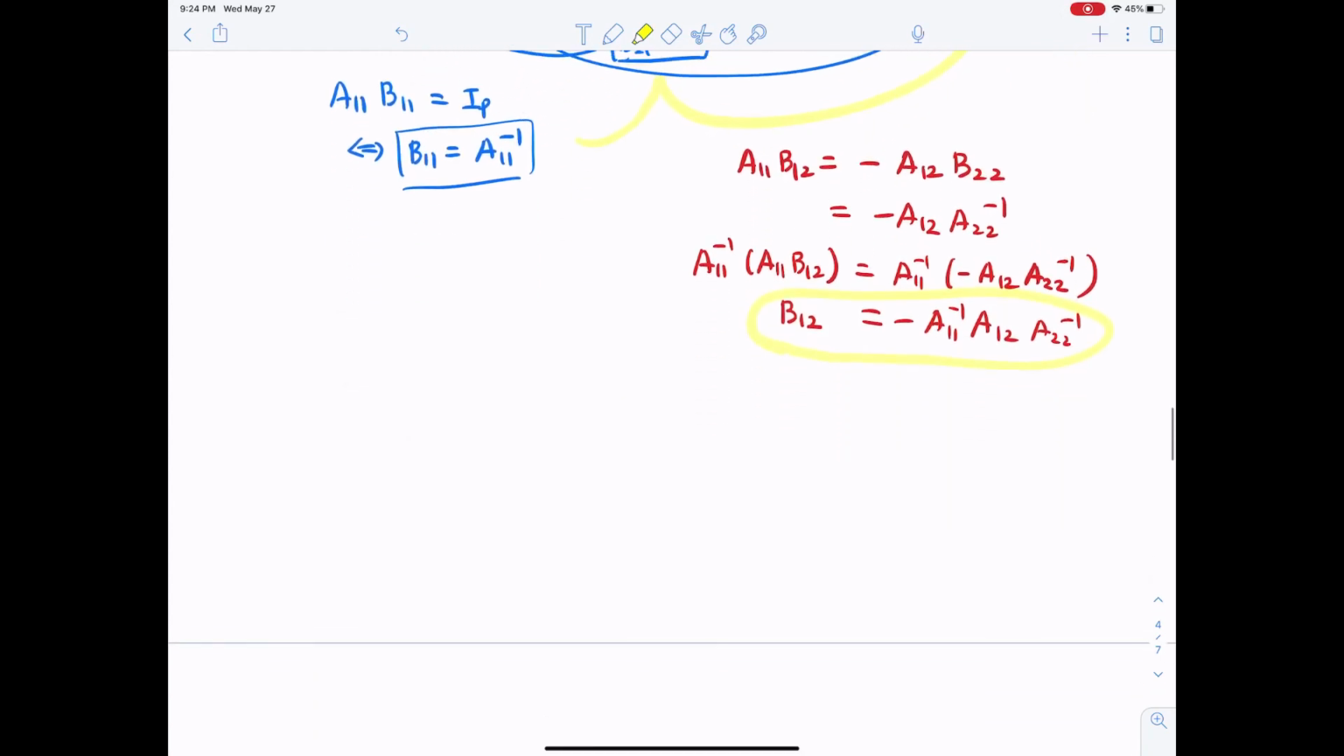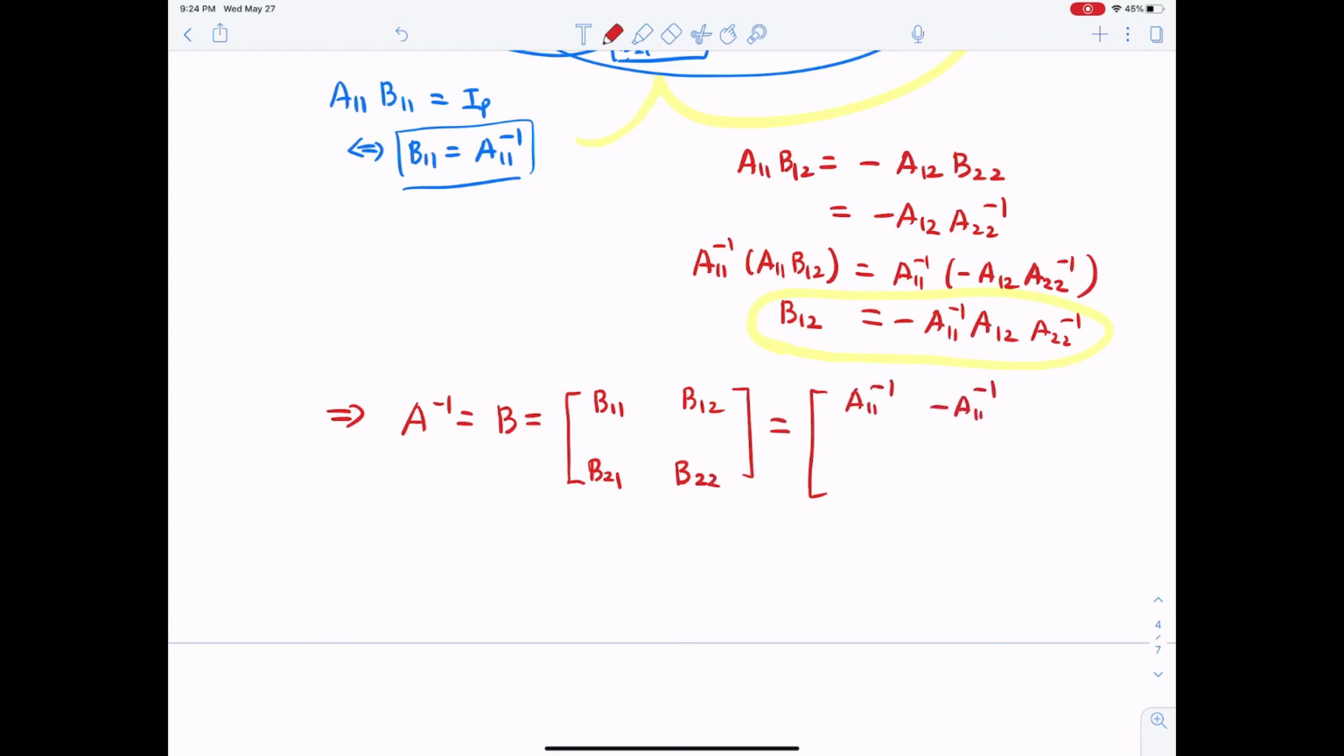So from here we can tell that the inverse matrix of A, which is given by B, equals B11, B12, B21, and B22, which is the same as A11 inverse, negative A11 inverse A12 A22 inverse, 0, and A22 inverse. So we get a nice formula for the inverse matrix of the given matrix A.